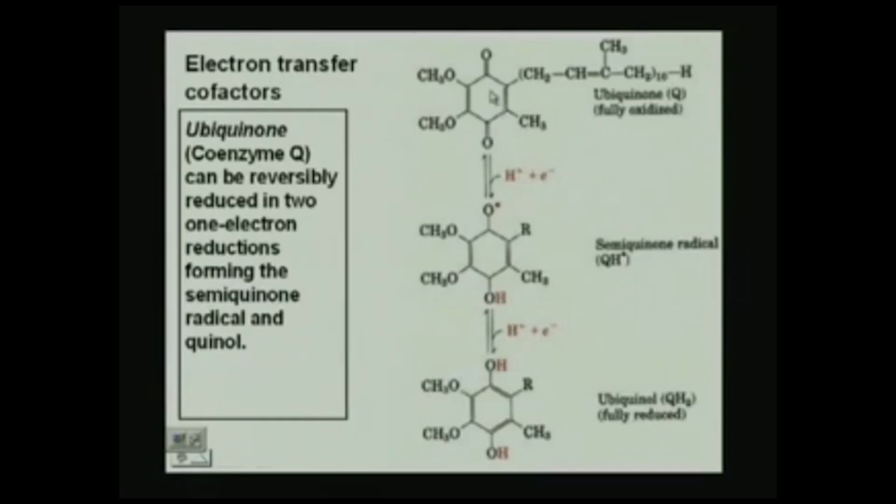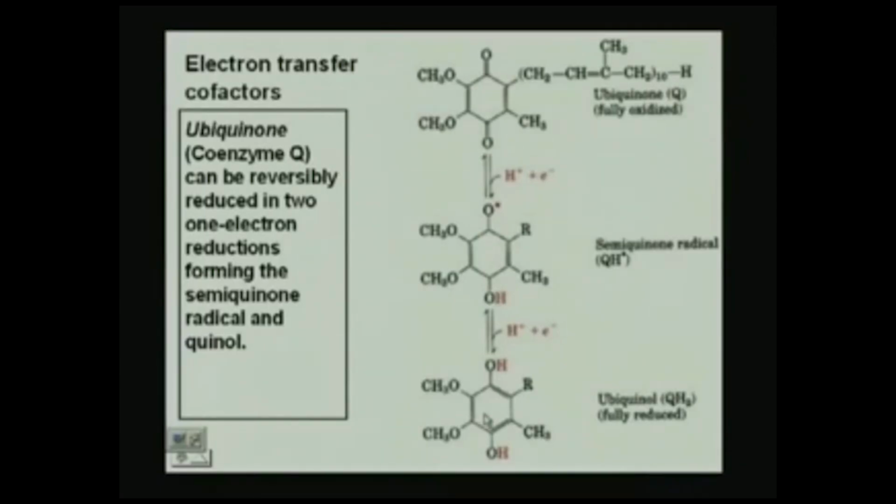So, the fully oxidized form is when it has double bonded O on both sides. If you have a radical O dot and OH, you have the semiquinone radical, which is going to give you H plus plus an electron to the ubiquinone. You have the semiquinone and you have the ubiquinol.